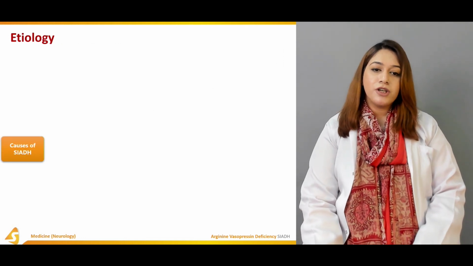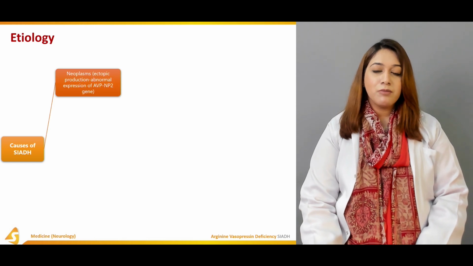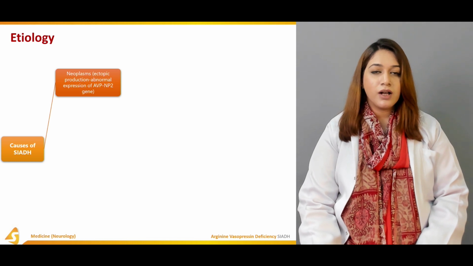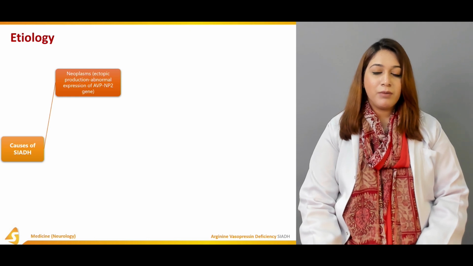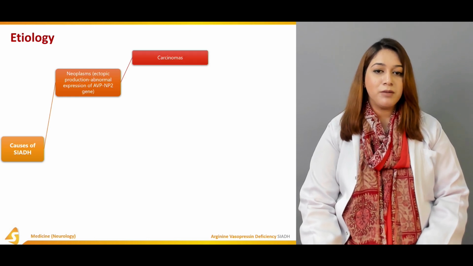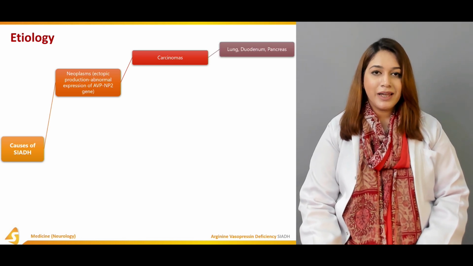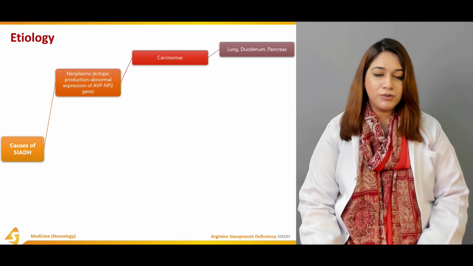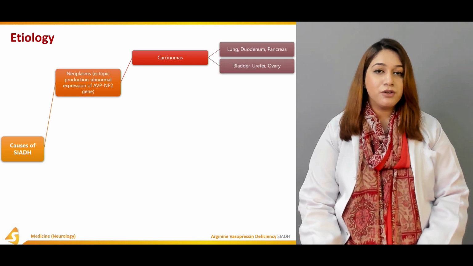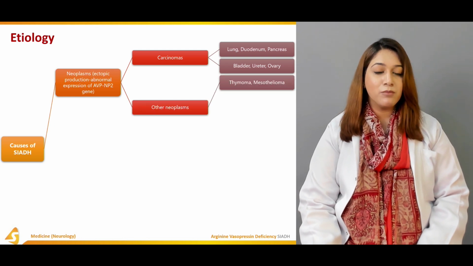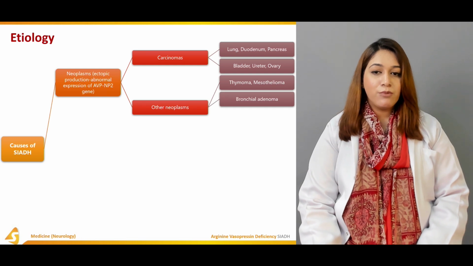Moving on to the etiology of SIADH, it can be caused because of certain neoplasms. These neoplasms are responsible for the ectopic production of AVP through the abnormal expression of the AVP-NP2 gene. These include carcinomas like carcinomas of lung, duodenum, or pancreas, certain bladder, ureter, or ovarian carcinomas, and other neoplasms including thymoma, mesothelioma, bronchial adenoma, and carcinoid or gangliocytoma.